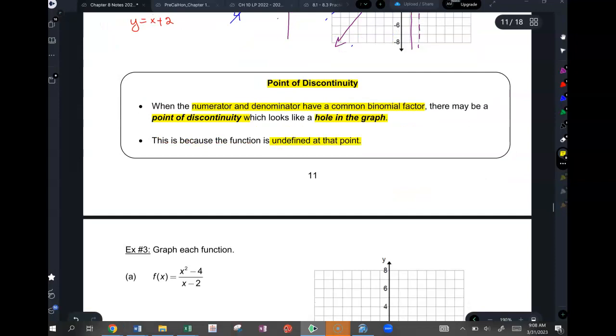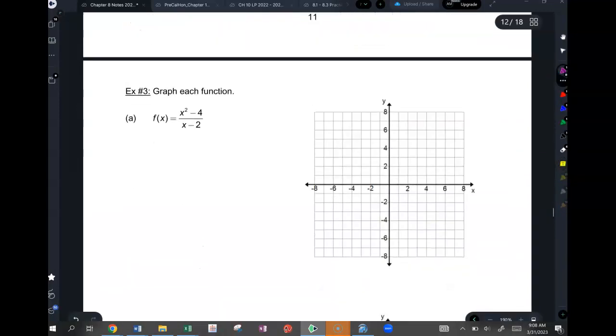And this is another point where the function is undefined. So now let's take a look at how that looks. Look at this function. Do you see how I have x squared minus 4 on top and x minus 2 on the bottom? Well, the minute you see the x squared minus 4, you should know that, wait a minute, I can factor x squared minus 4.